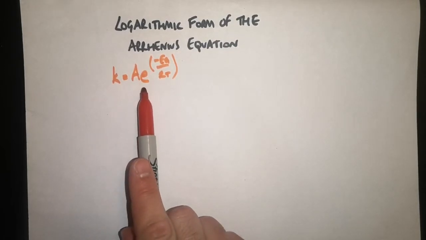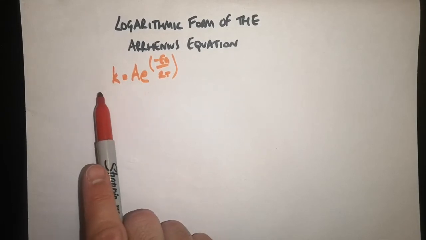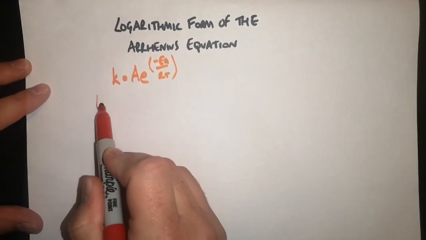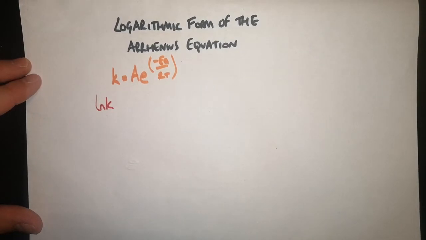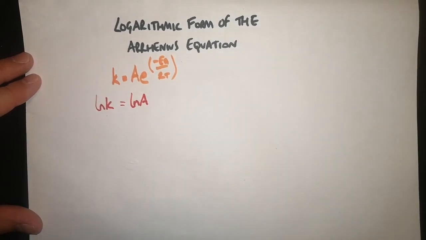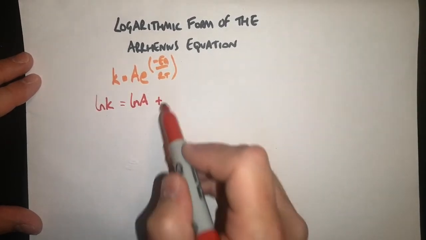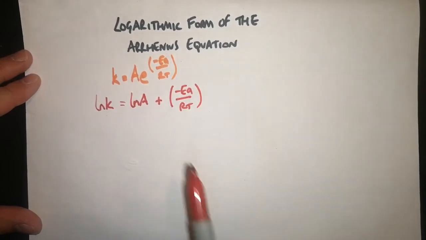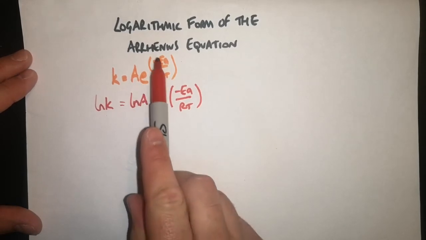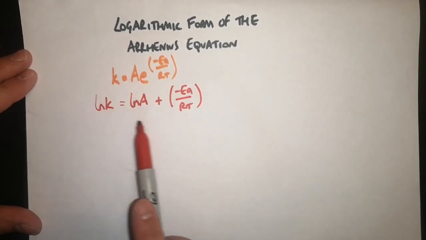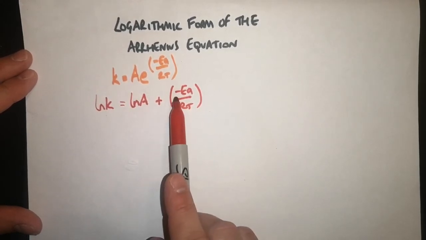But the inverse of an e is an ln, a natural log. So if you perform a natural log function on all of these, what you end up with is ln k equals ln A, I'll leave it as a plus for now, plus minus Ea over RT. So what we've done is we've got rid of the e, which means that this, which was a power, now comes in line. So we can now do a bit more rearranging with this. Of course we've got a plus and a minus.